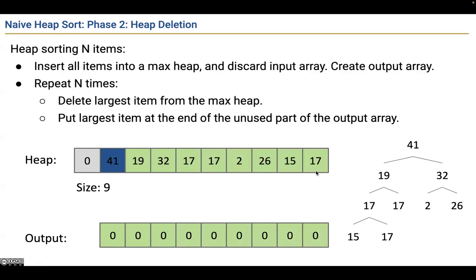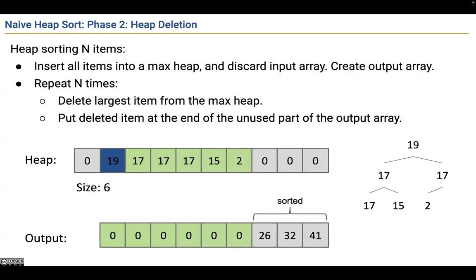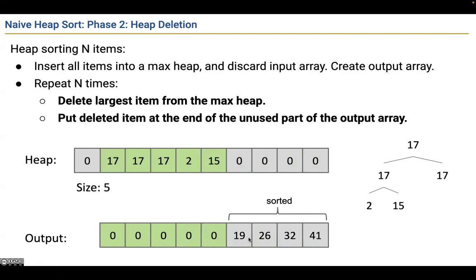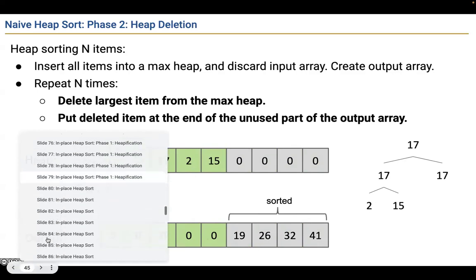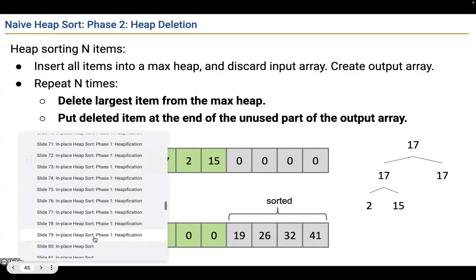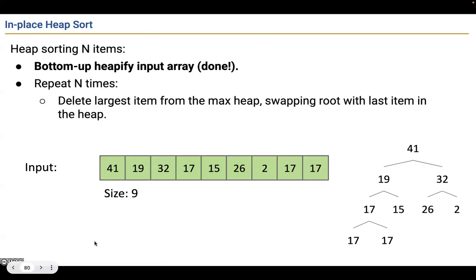If the heap is draining items such that its back elements are starting to become unused, and the output array is filling in items from the back such that they're starting to get used, well, maybe you see the trick now. Maybe I don't need 2 arrays after all. And that's the trick that's going to make in-place heap sort not use extra memory.